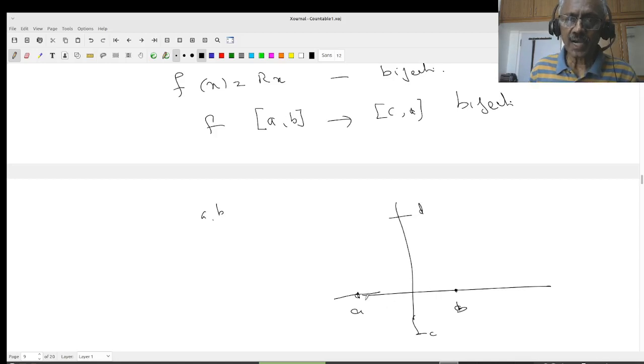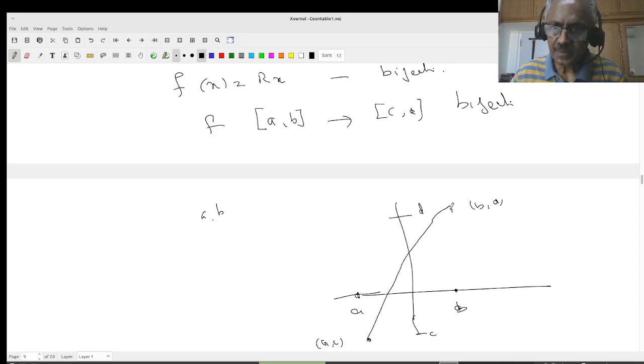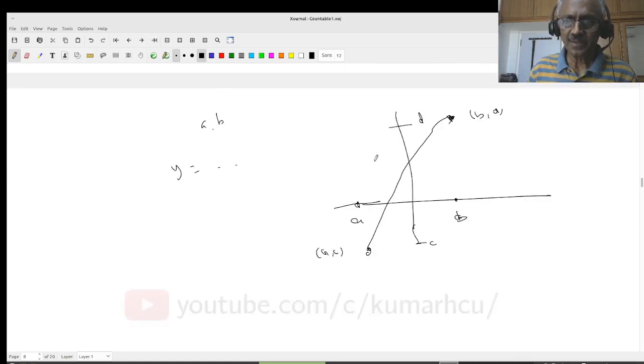Right. So what is it that I want? I want a to go to c. That means this is (a, c). And this b I want to go to d. This is (b, d). Now look at the line joining these. You can write down the formula for this, y equal to something. You know how to write it, right? So that will be the function you want. I don't want to do this. It's very trivial 11th standard coordinate geometry. You should do it.